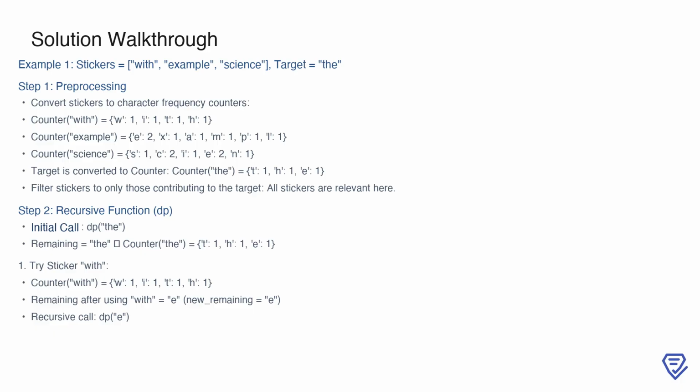Next, we filter the stickers to determine which ones contribute to the target. In this case, all the stickers are relevant because they each contain at least one character from the target. With pre-processing complete, we move to the main recursive function, called DP, which helps us determine the minimum number of stickers needed to construct the target. The first call is for the entire target, "the". We start by trying the sticker "with", which contains both T and H. After subtracting the characters provided by "with", we are left with just E as the remaining target. This leads to a recursive call to solve for the new remaining target, E.